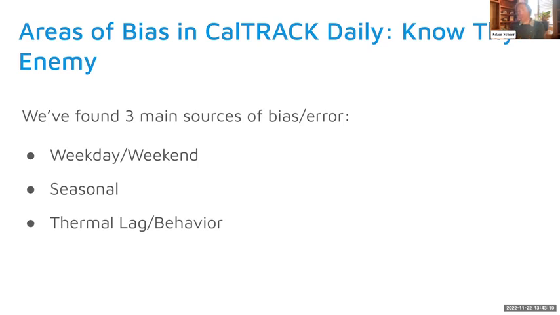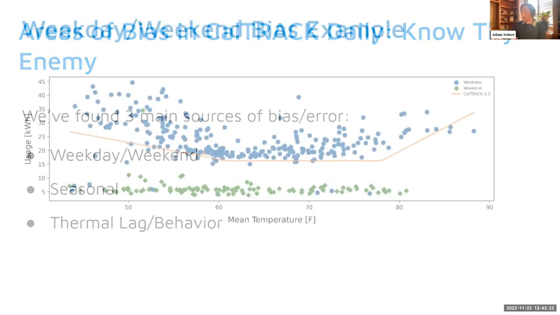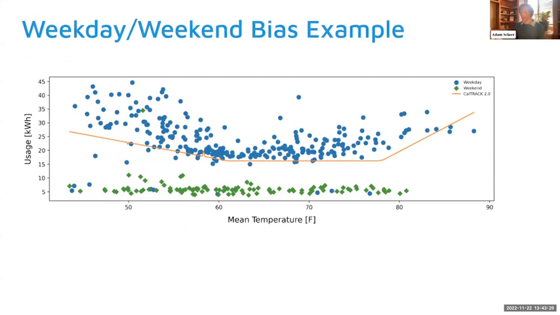So I want to get in right now to a bit of what we've found actually looking at weekend weekday bias. Well, really, I'm going to focus mostly on seasonal bias and thermal lag because the weekend weekday is just commonsensical, right? So looking right at the gate, this is a CalTrack daily model shown in orange. And this is a building that clearly has a very distinct usage pattern during the weekend compared to the weekdays. Weekdays are shown in blue, weekends are shown in the green diamonds. And the CalTrack model itself is just trying to split the difference. So it's never really modeling anything particularly well. It's just splitting the difference between the weekends and the weekdays.